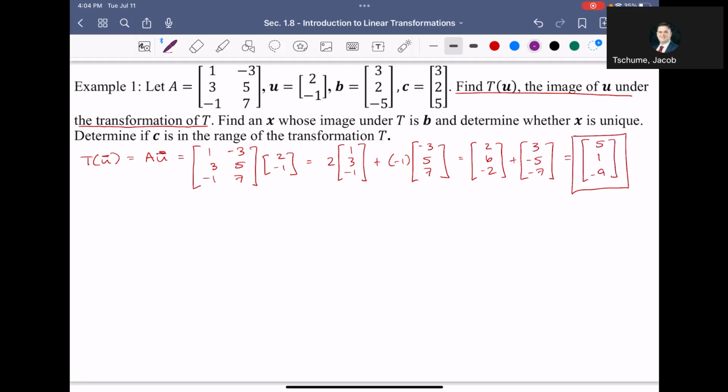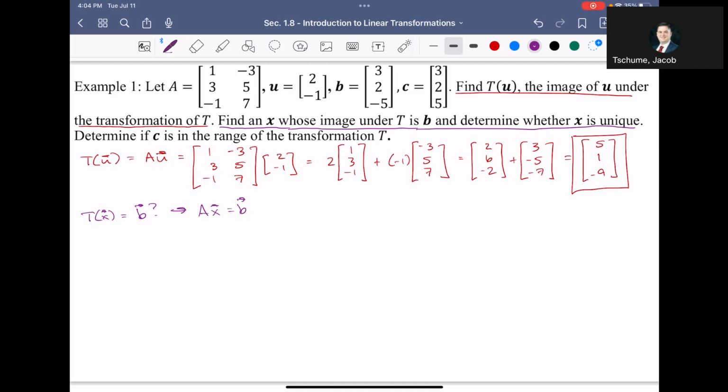For part 2 of this question, we're going to do this one in purple. It says find a vector X whose image under T is B and determine whether X is a unique vector. If we take what that says, find an X whose image under T, so that would be T of X, equals B. That's the question you're trying to answer here. Once again, T of X as a transformation, we are going to think of as matrix multiplication. So this would be the same thing as AX equals B.